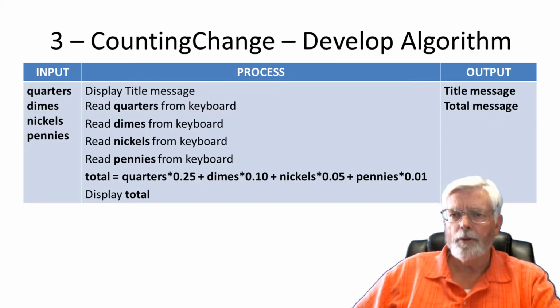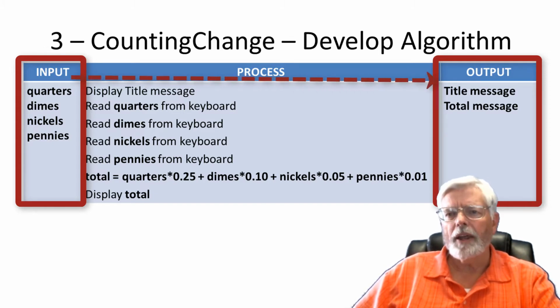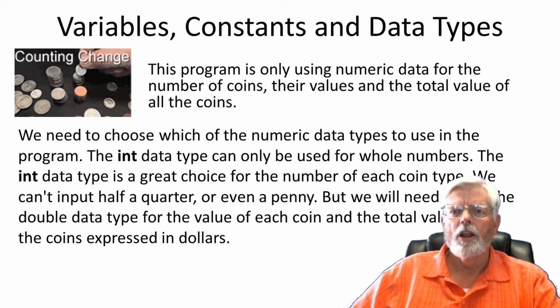In a hierarchy input process output chart, also called a HIPO chart, we need to define the inputs and the output. Once we know the inputs and the outputs, we then need to decide how to get from the input all the way to the output. We're going to read the number of quarters, dimes, nickels, and pennies, compute the total of all the coins, and then display that value on the screen.